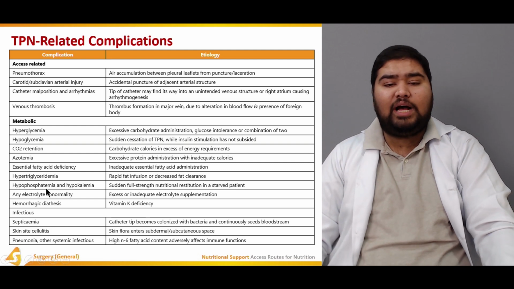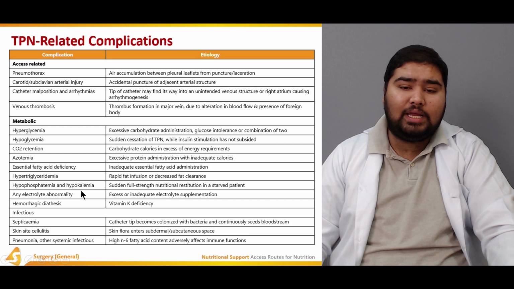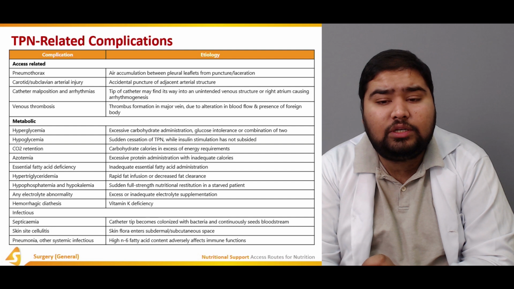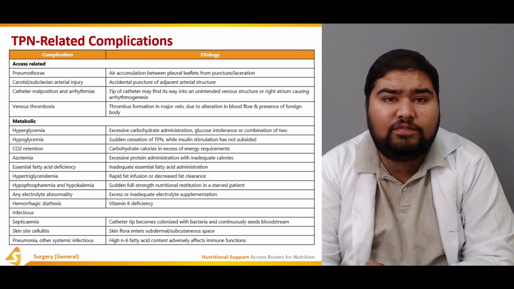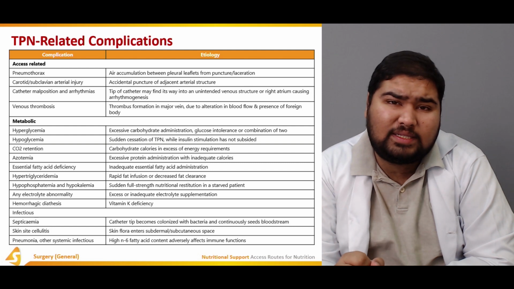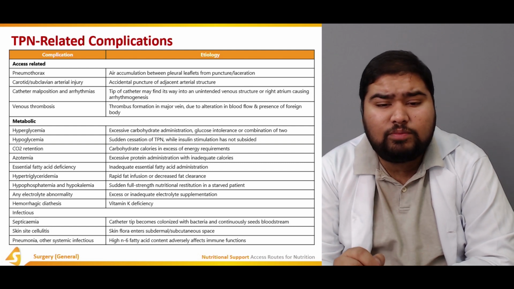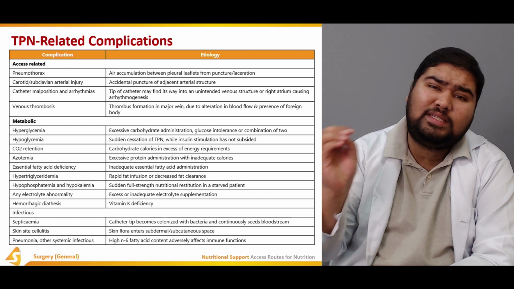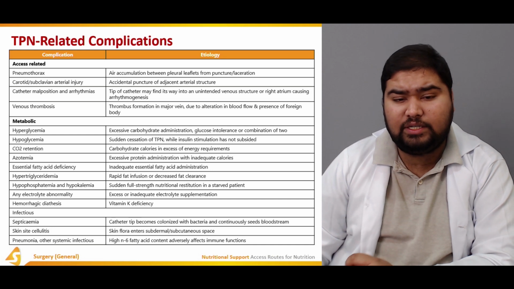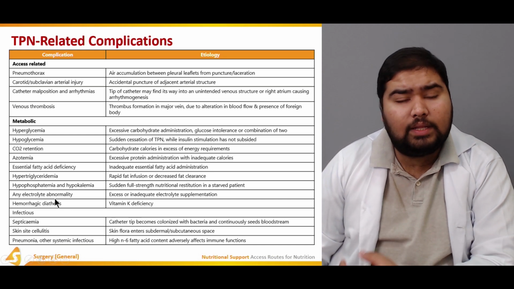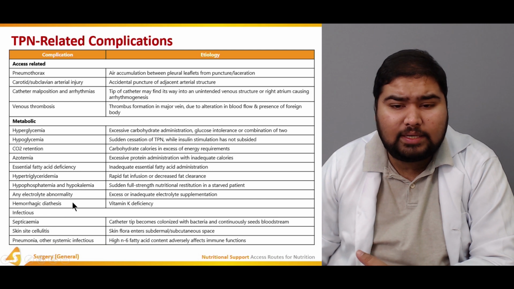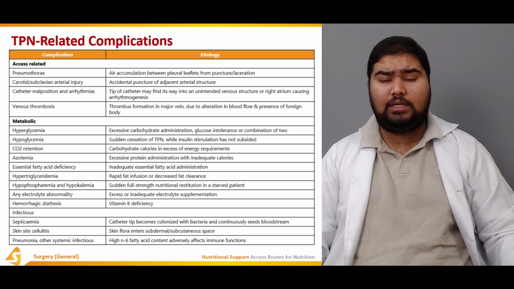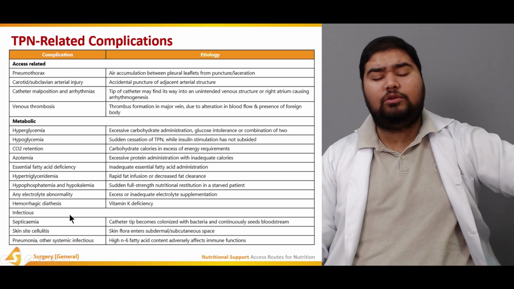Moving on, we can have hypophosphatemia and hypokalemia. This is sudden full strength nutritional restitution in a starved patient. So this is what the refeeding syndrome is. In a refeeding syndrome, you can have hypophosphatemia and hypokalemia. And why is that? Due to sudden overfeeding of a starved individual. Now, there can be any electrolyte abnormality, where there might be either an excess or inadequate supply of that electrolyte in the parenteral nutrition.